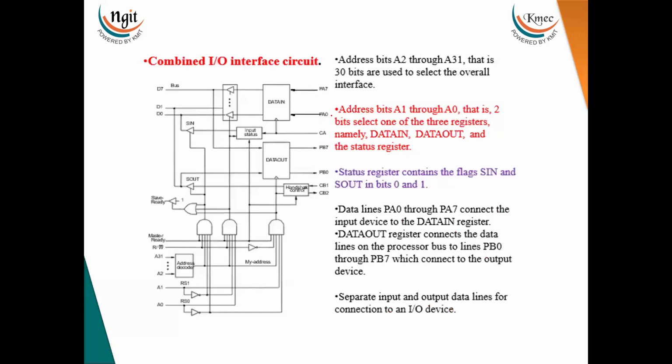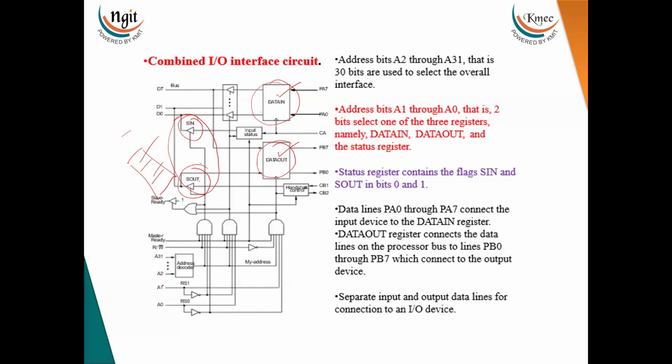Now coming to the combined I/O interface. Input device and output device, both are connected to the same interface circuit. Here you can see the data in register, data out register, and the S in bit and S out bit. The S in bit and S out bit are available in the same status register. In the same status register, one bit is the S in bit and one bit is the S out bit. To read the status it needs one address, to read the data it needs one more address, and for this it needs one more address. So three addresses are needed.